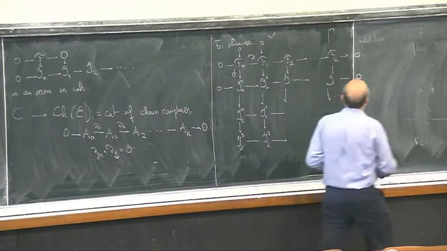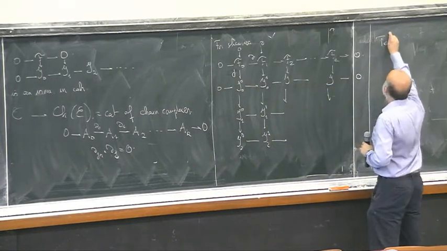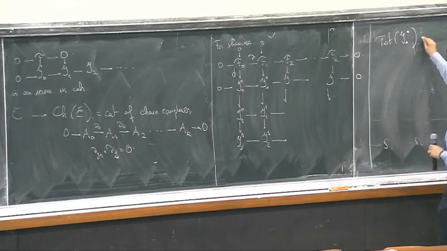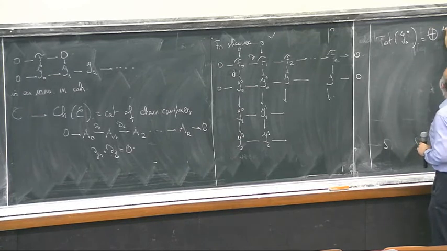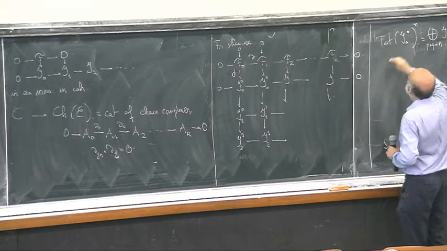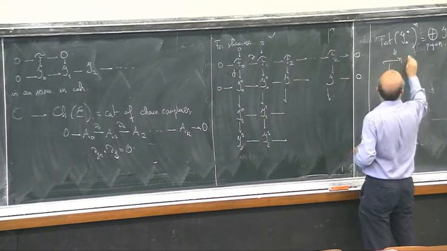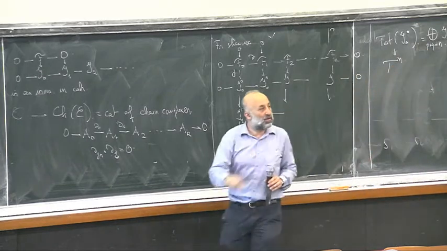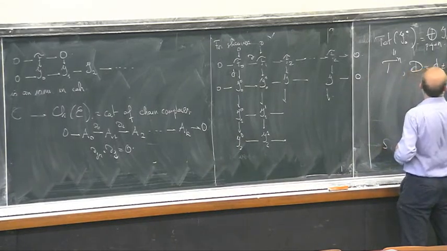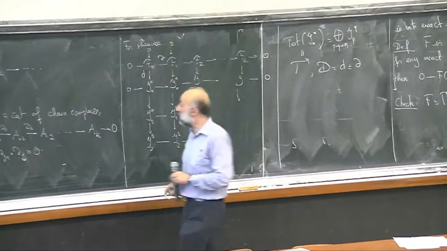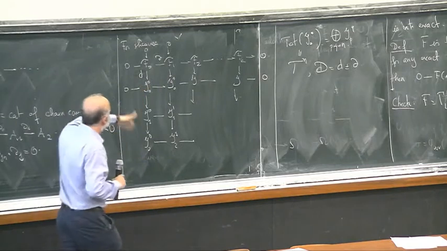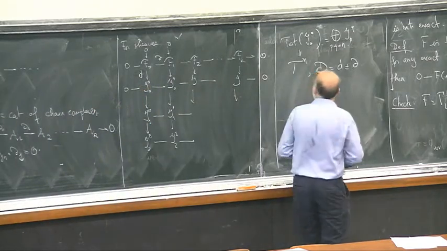But the good news is that there's something which is called the total complex. So now you have something with two indices, and this is just the direct sum of I^{pq} for p plus q equal n. So let's denote this by Tn. So you get a total complex, and the boundary map here, capital D, is d plus or minus delta. So you can sort of group these objects by diagonal directions, and you get a complex here.